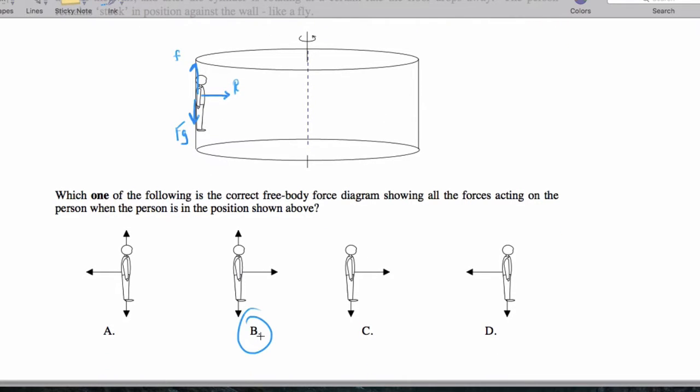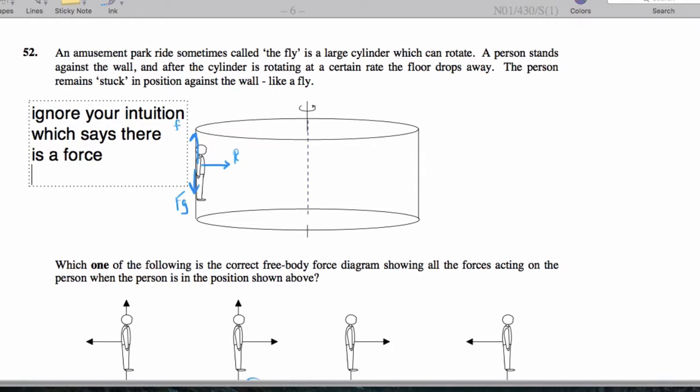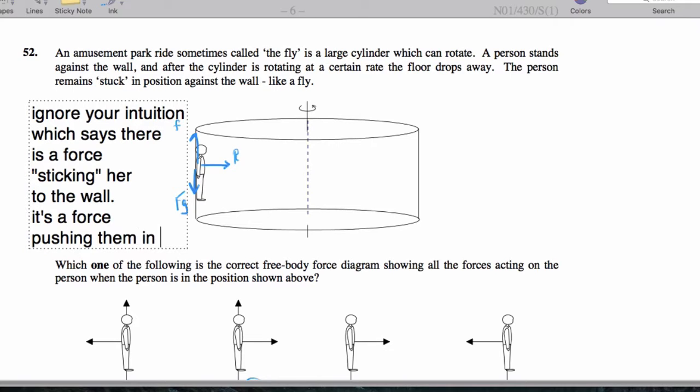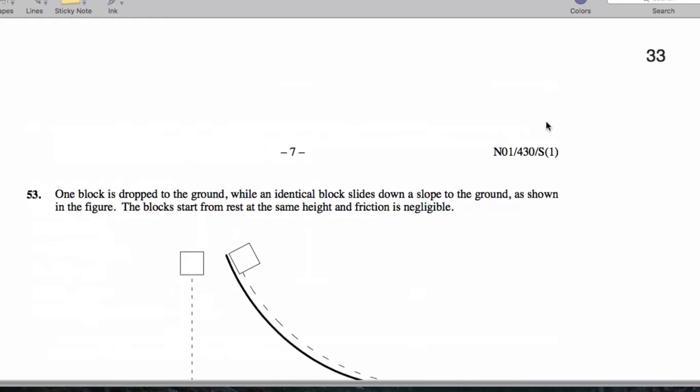The choice is B. A lot of people want to choose choice A, so I just want to say one more thing just to be clear. Okay, ignore your intuition, which says there is a force sticking her to the wall. Okay. It's a force pushing them in a circle. Okay. That's the idea.